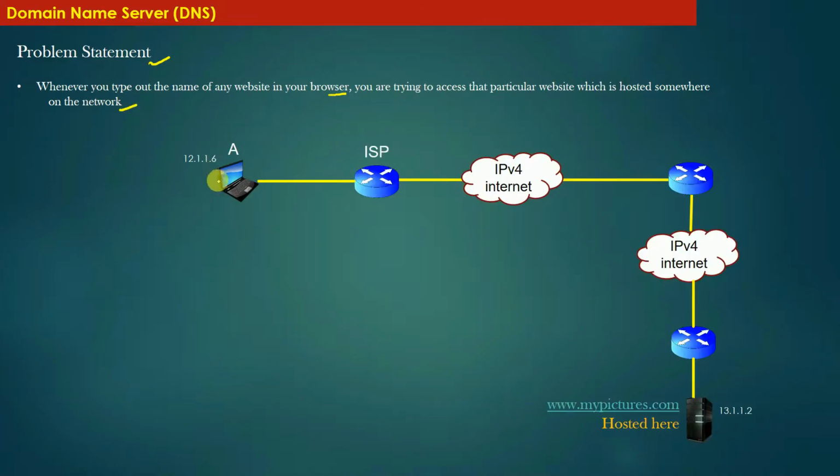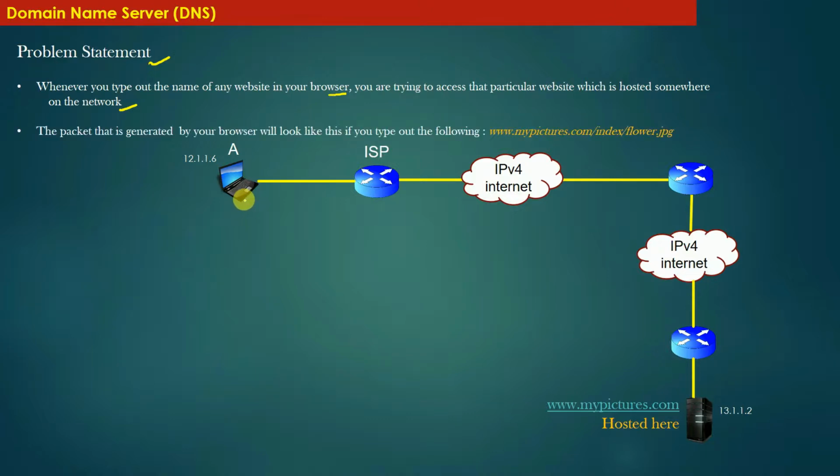So we can see in this diagram, you are trying to access the website from machine A, and the website that you are trying to access is www.mypictures.com/index/flower.jpg, right? And let us suppose that this website is hosted on a server with IP address 13.1.1.2, and this server could be present anywhere in the world.